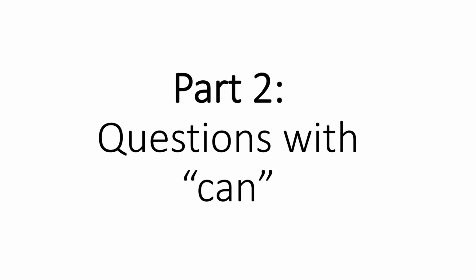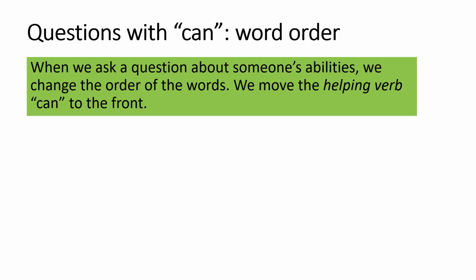So we've talked about sentences with can. It's time to talk about how to make a question with can. With questions, you have to be very careful about the word order. So when we ask a question about someone's abilities, we change the order of the words. We move the helping verb can to the front. This is what it looks like.